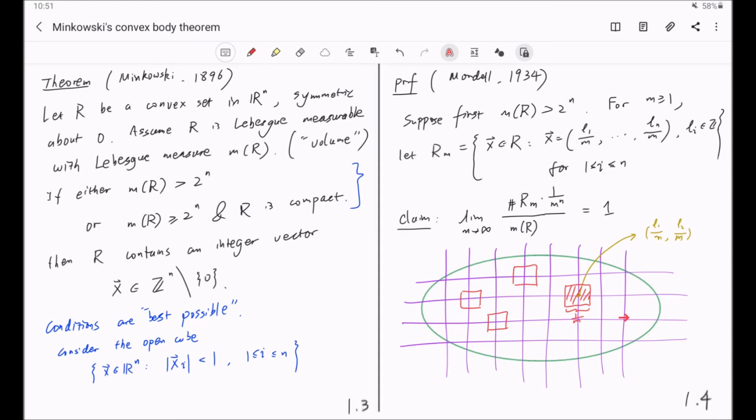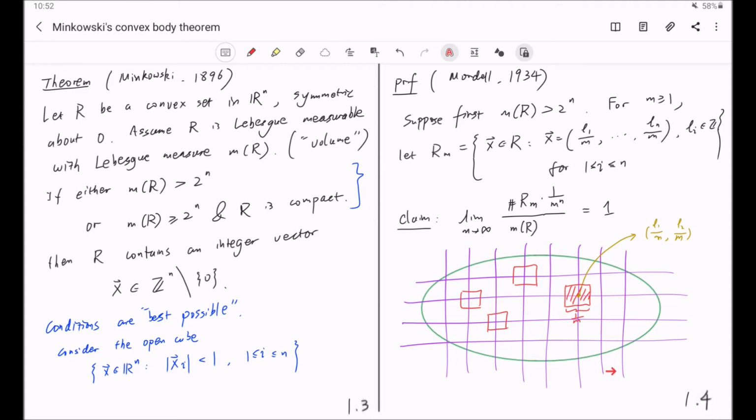Now, in order to count the total number of R sub m, we're going to sum up the total area of those squares. And the cardinality of R sub m will be the total area of those squares divided by the area of each square.